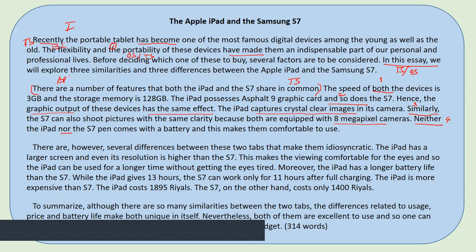Now, so this is the introduction. This is the body paragraph 1, the similarities. And then body paragraph number 2, you talk about the differences. And again, we start with the topic sentence. There are, however, several differences between these two tabs that make them idiosyncratic. Okay, what's the meaning? Idiosyncratic means it's unique, special, one and only.